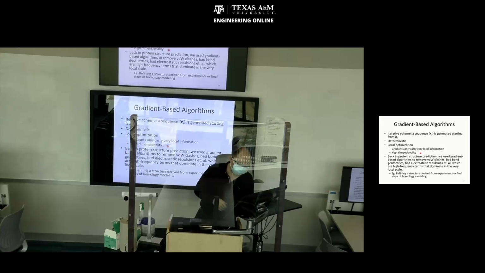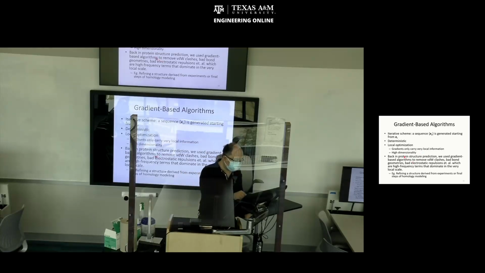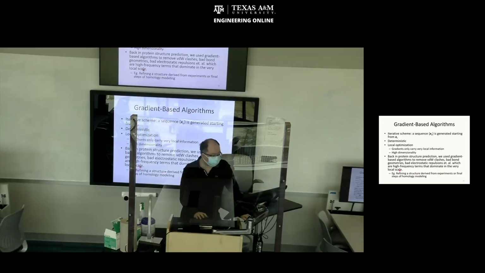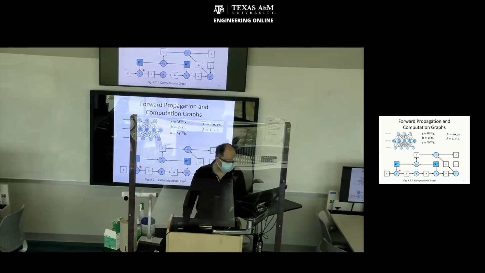not to mention that we have the curse of dimensionality. Our number of parameters is very high, even for convolutional neural networks, not to mention other kinds of networks. So back in protein structure prediction, we used the gradient-based algorithm to do the local optimization, like removing clashes or bad geometries and so on, which are like the high-frequency terms that dominate the local scale. But in this case, let's see how it needs to be done.